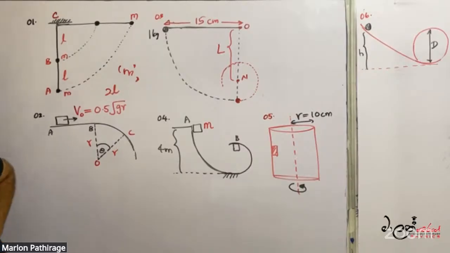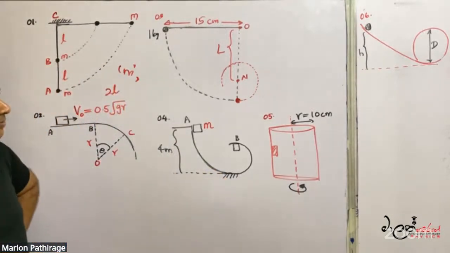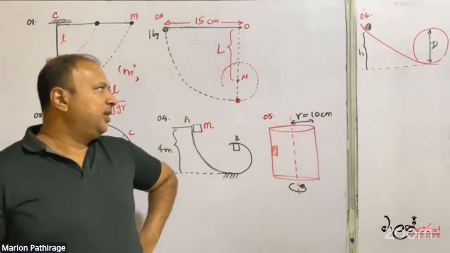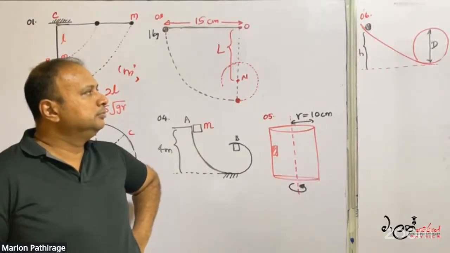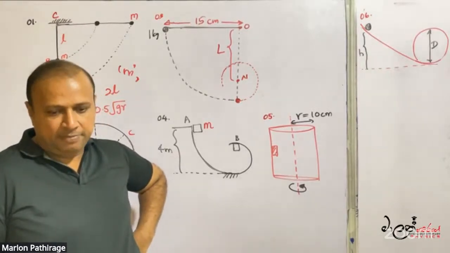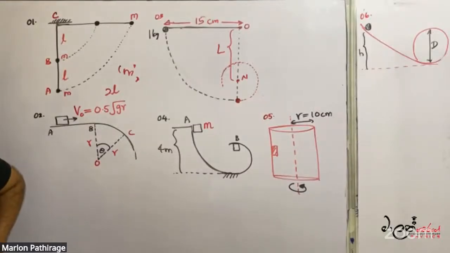The track ends in a circular loop of diameter D in a vertical plane.